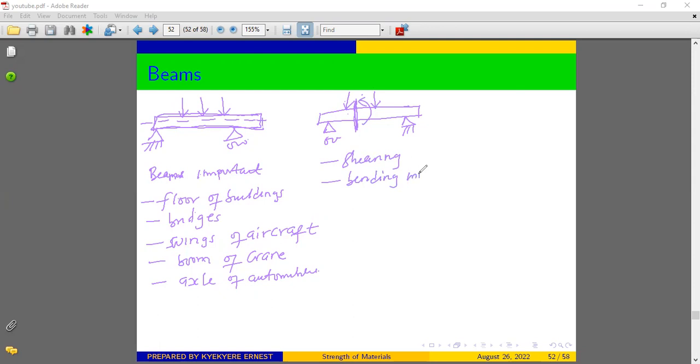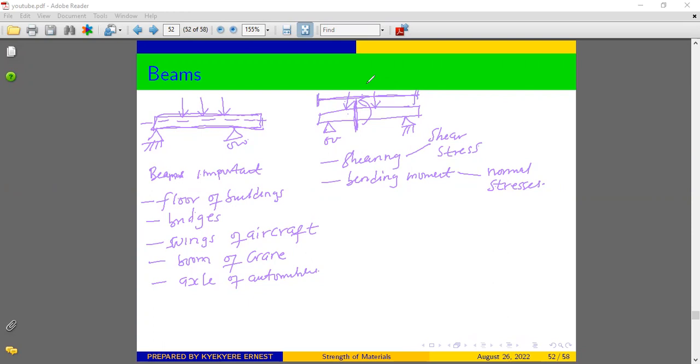The shearing effect causes shear stresses in the member, whereas the bending effect or the bending moment induces normal stresses in the member. Now, this shear stress and this normal stress distribution on the beam varies along the length of the beam. So we don't have a uniform distribution. Depending on the position on the beam, a point is going to have a different shear stress or a different normal stress, a different shear force and a different bending moment. So both the shear force and the bending moment vary along the length of the beam.